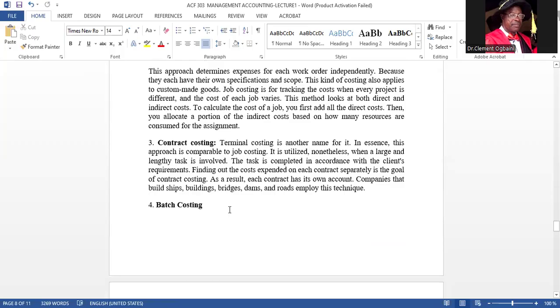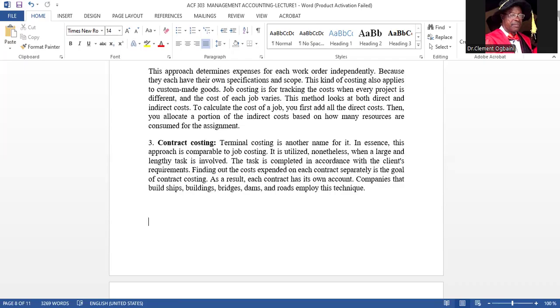Contract costing is the same as job costing. The only difference is that in contract costing, you have to add, to the quotation, how much profit you are expecting. The standard in most cases is that maybe the contractor will put 15%. Supposing a job is going to cost the contractor 10 million to do, he can say, okay, 10 million is the cost of executing this contract.